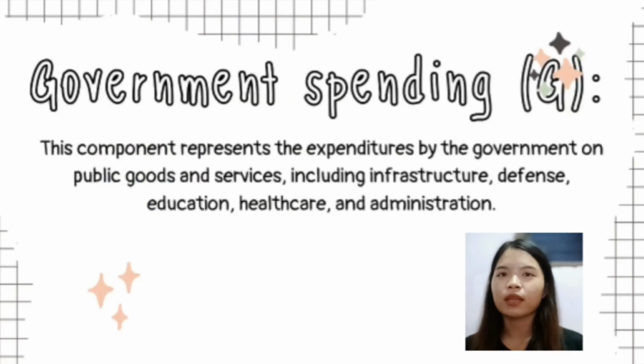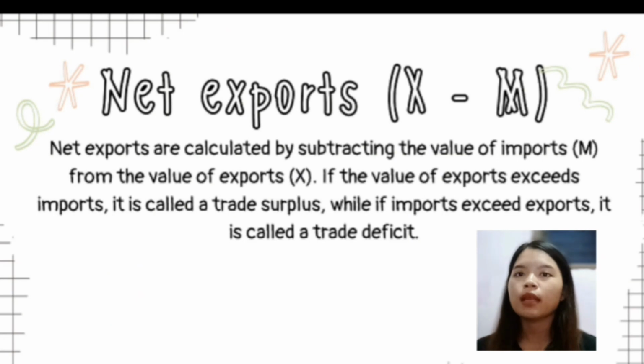Government spending. This component represents the expenditure by the government on public goods and services, including infrastructure, defense, education, healthcare, and administration. Net export. Net export is calculated by subtracting the value of imports, M, from the value of exports, X. If the value of exports exceeds imports, it is called a trade surplus, while if imports exceed exports, it is called a trade deficit.